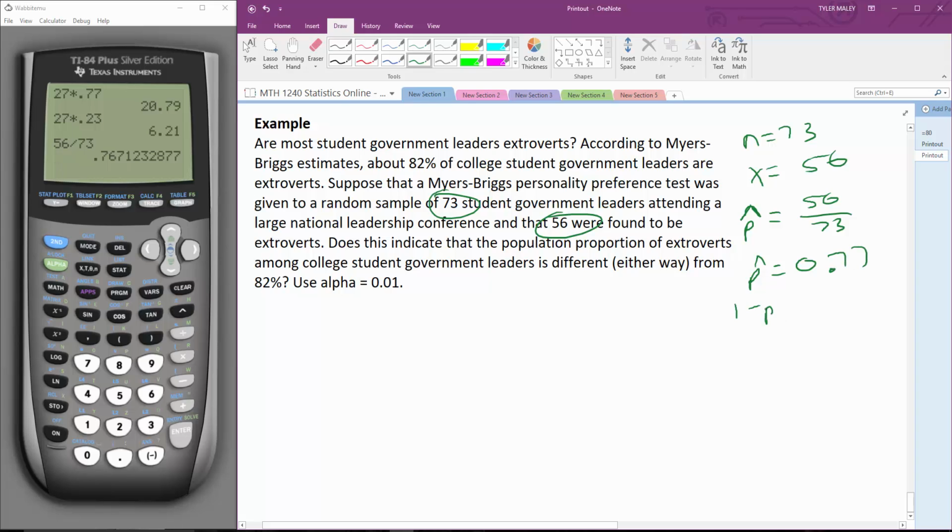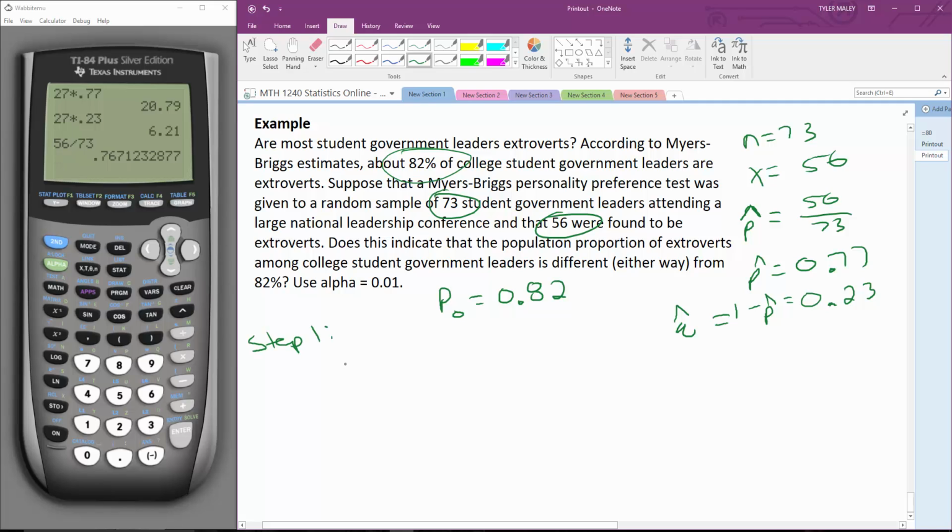That means that 1 minus p hat would be 0.23. Remember, 1 minus p hat, we can call this q hat, the point estimate for the failures. Q is failures. And 82%, that is p naught. That's what we're assuming to be true, what we're testing in my null hypothesis. So that's what we need to start with.